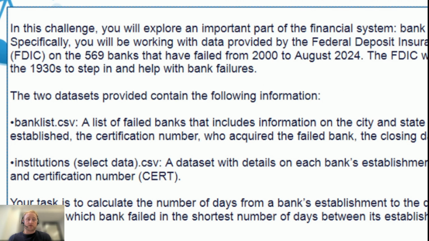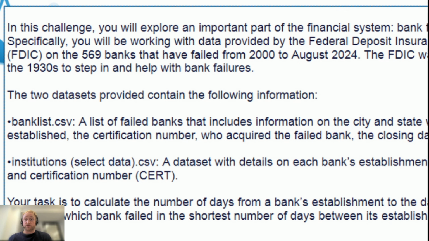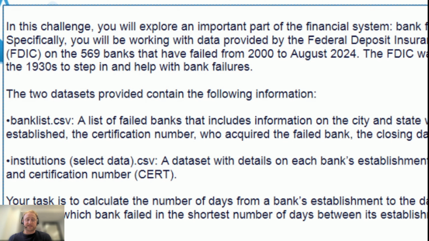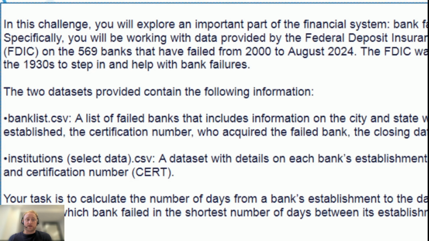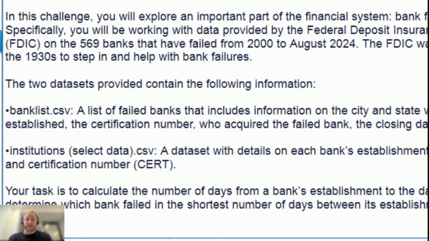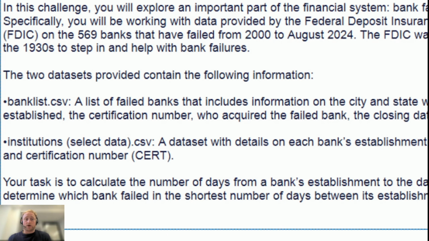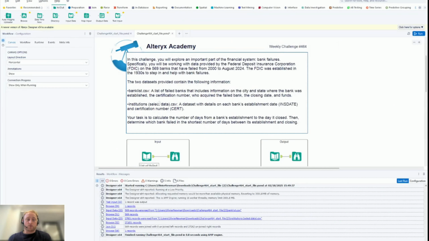So the challenge has two datasets. One is a list of failed banks, which includes a certification number, and the second is a list of bank establishment dates and a certification number. My big takeaway is that I have a certification number here, and I have a certification number here. So that's automatically telling me that's the field I'm going to be joining my two datasets together on.